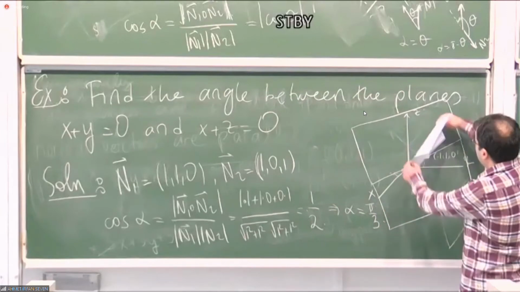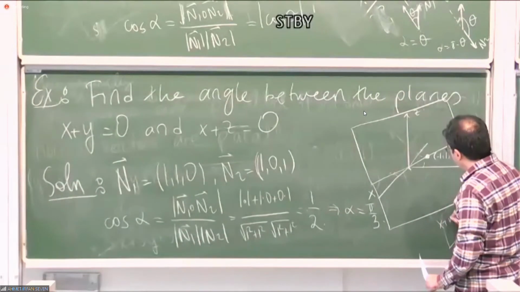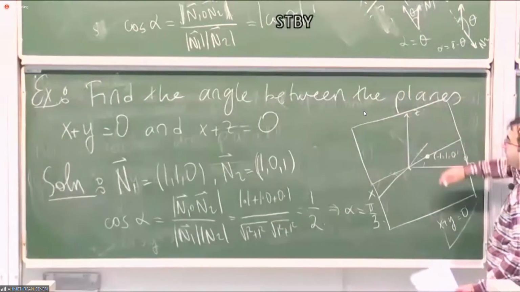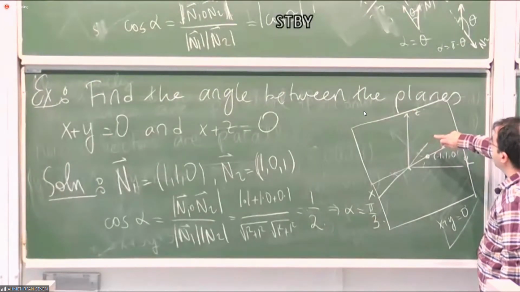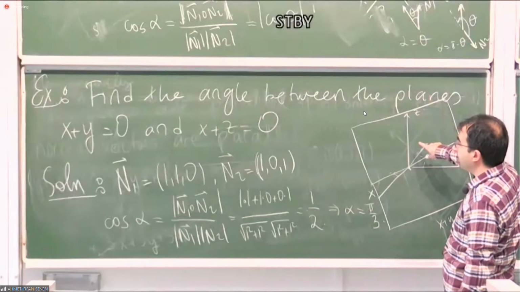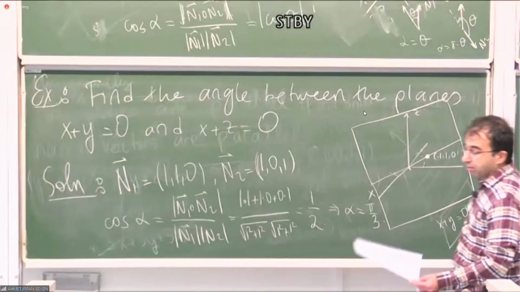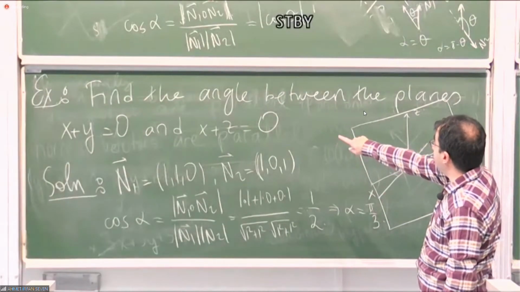Yeah, like that. This is x plus y equals 0. So it is above this one, and you see it will be parallel to this z-axis. So this plane will be parallel to z-axis. I will talk more about this. Similarly, you can draw x plus z equals 0.